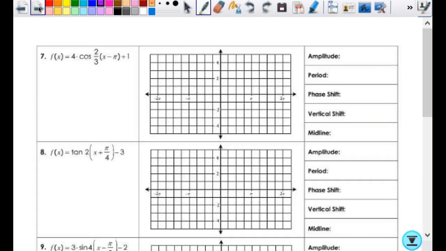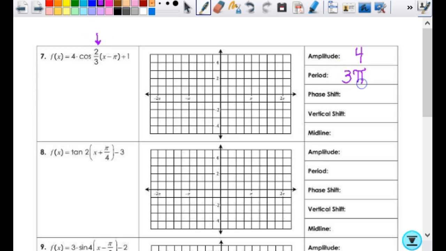All right, so number 7. What is the amplitude? 4. What is the period? 3 pi. Is everybody okay with that? Because I'm taking 2 pi and dividing it by 2/3. That's where that 3 pi is coming from.